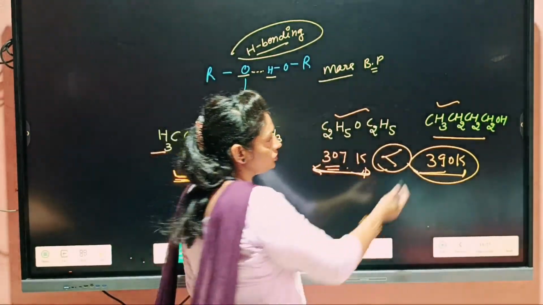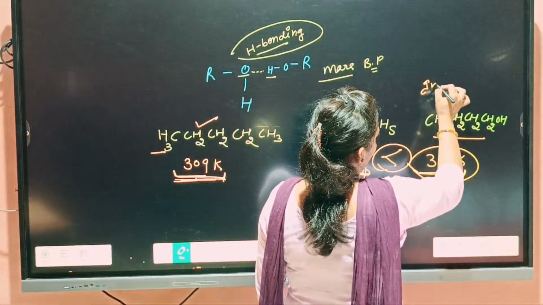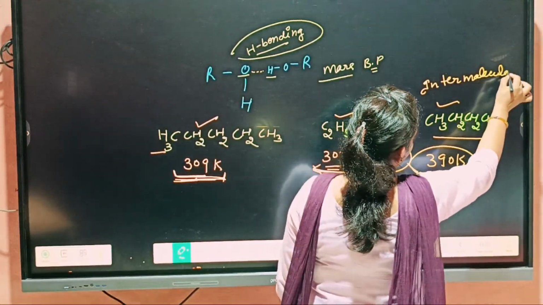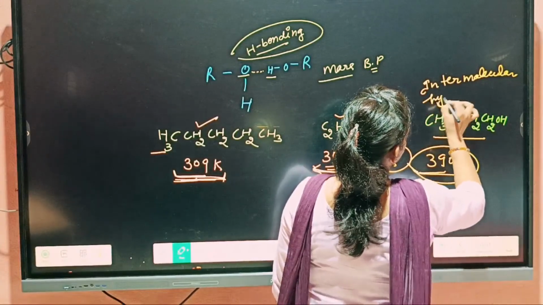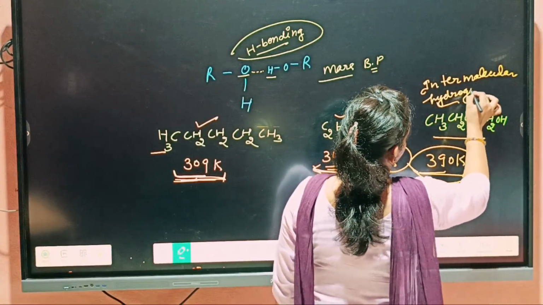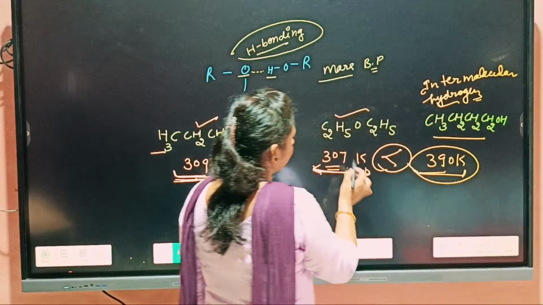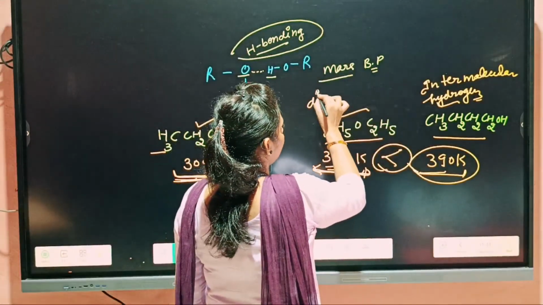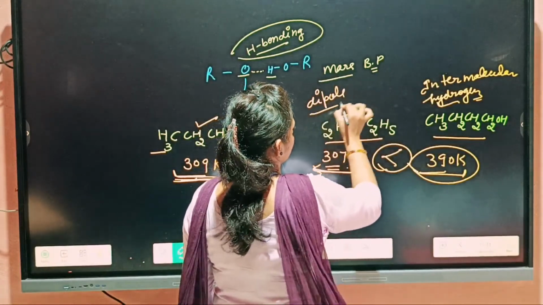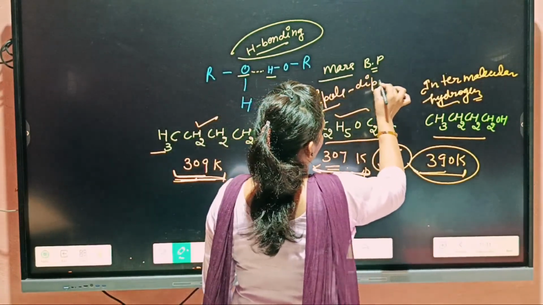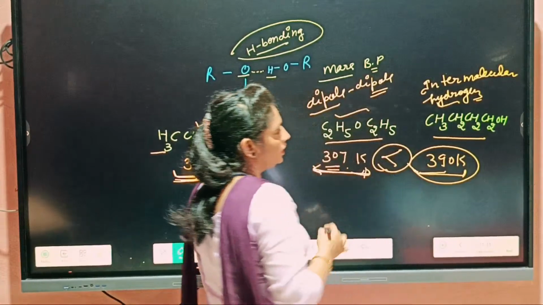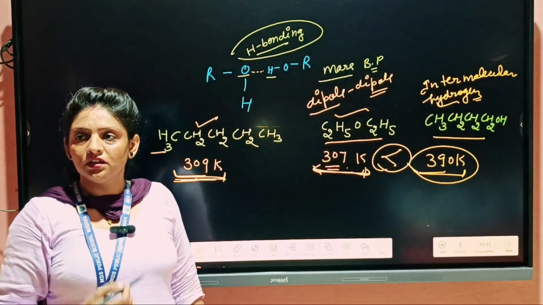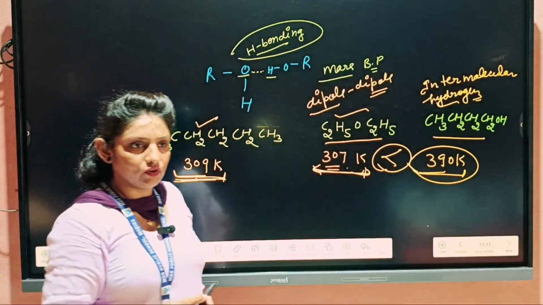Why is it so? Because alcohols form intermolecular hydrogen bonding. We have already discussed this. Alcohols form intermolecular hydrogen bonding, but ethers do not. They have only dipole-dipole interaction. So it can be broken easily, so their boiling point is low. It is clear to you or not?